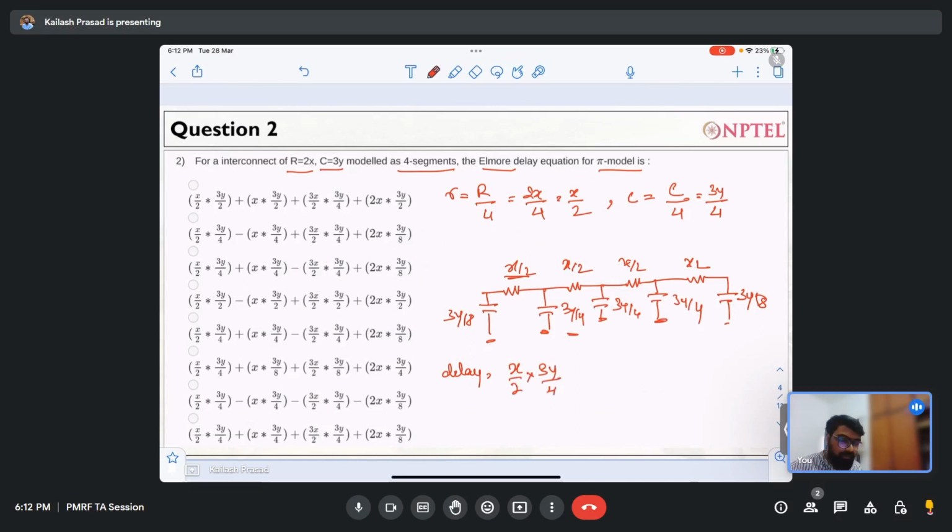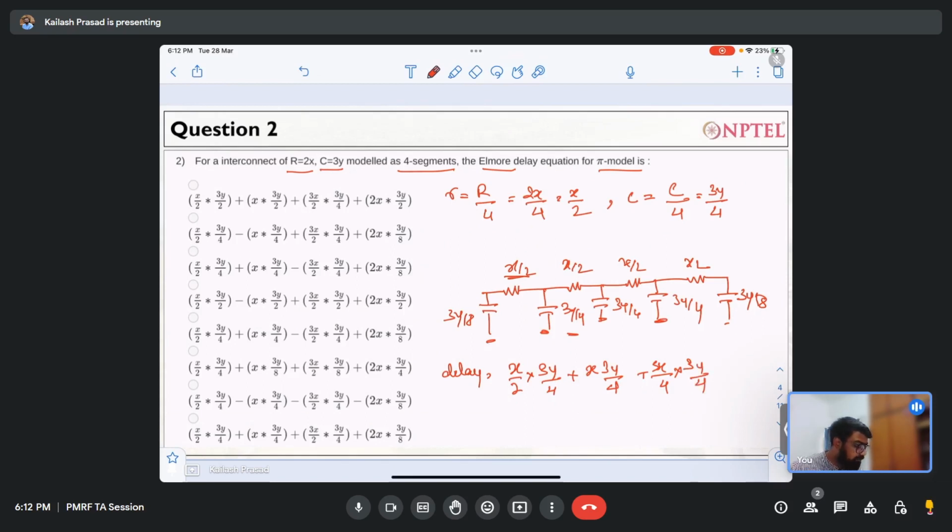Then we have x. So x by 2 plus x by 2, that is x, that is also multiplied by 3y by 4, x multiplied by 3y by 4. Then we will have x by 2 plus x by 2 plus x by 2. We will have 3x by 2 multiplied by 3y by 4.